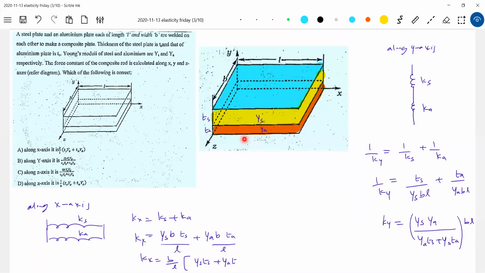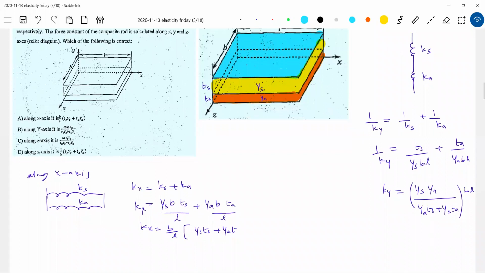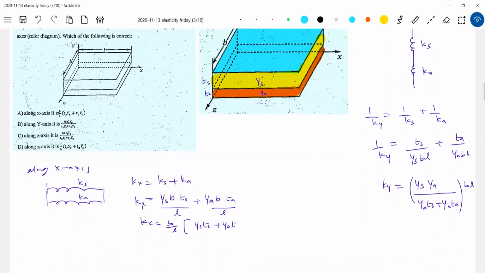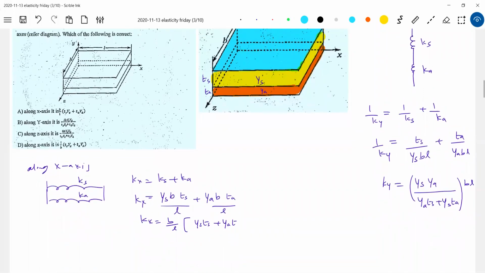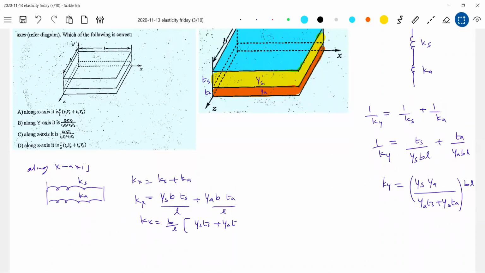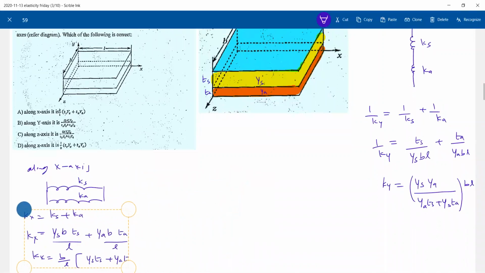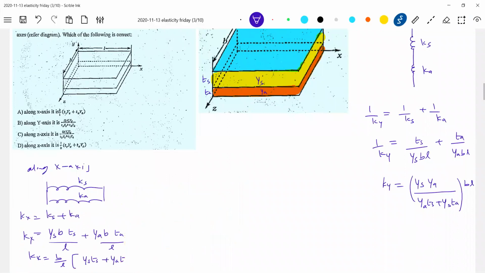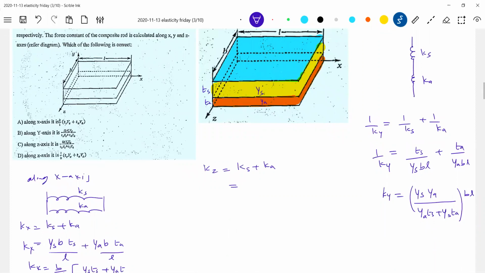Along z-axis, again they'll be in parallel. Area of cross section of Ys should be equal to Ts into L, no? It should be. Now this will be B. Ya Ta L B.